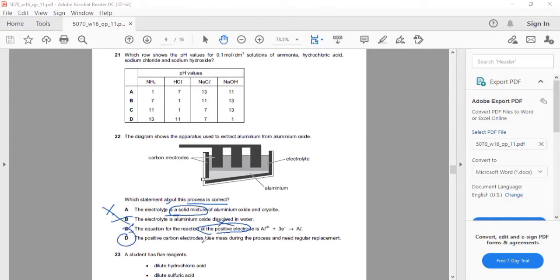The positive carbon electrode loses mass during the process, because the oxygen liberated at the anode reacts with the carbon anode to form carbon dioxide or carbon monoxide. So we need to replace the electrode.